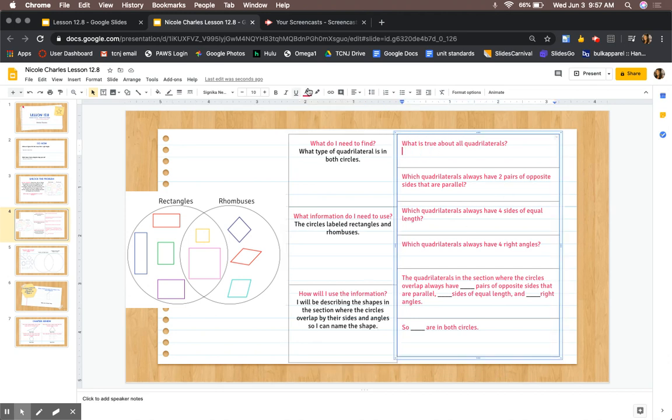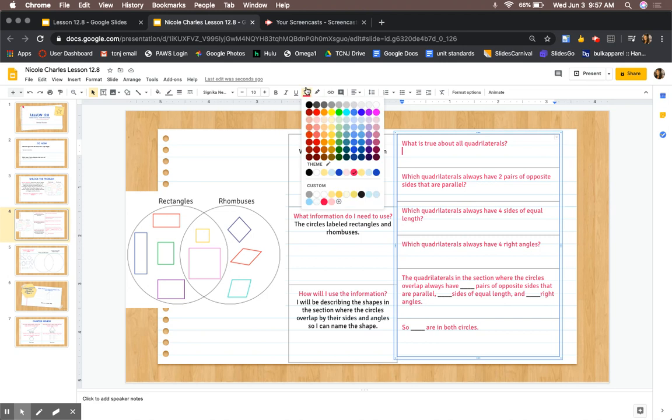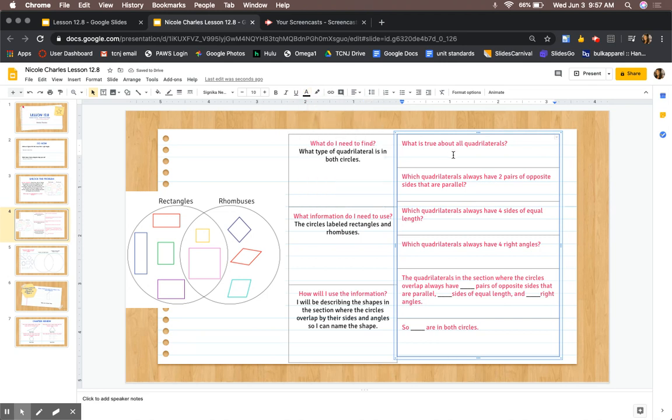Okay, so now let's get into it. Let's try to solve this problem. So what is true about all quadrilaterals? What do we know? Well, we know quadrilaterals all have how many sides and how many angles? 4. So 4 sides and 4 angles.